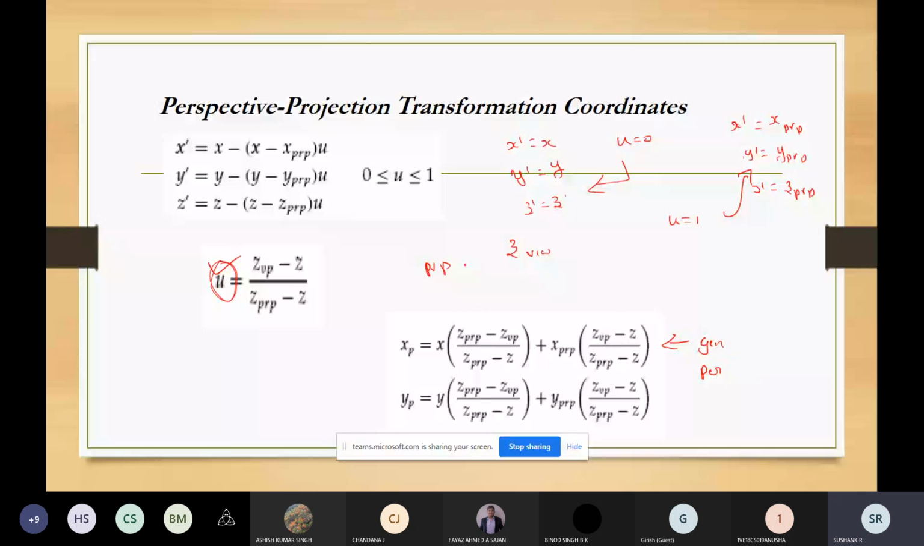Since we are projecting this projection reference point along the z view axis, what will happen is the x projection and y projection will become 0. Once it becomes 0, in the general equation, this term and this term will get 0. So that is the first case: xp is equal to x into zprp minus zvp divided by zprp minus zp.